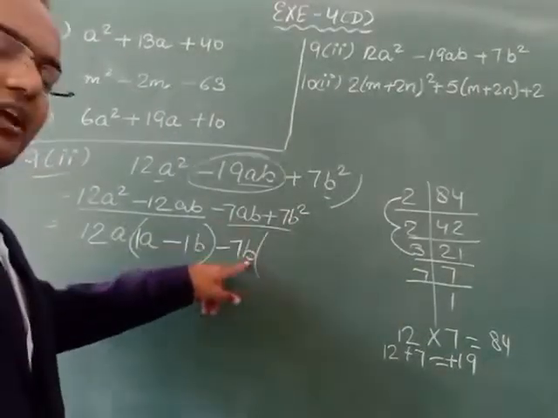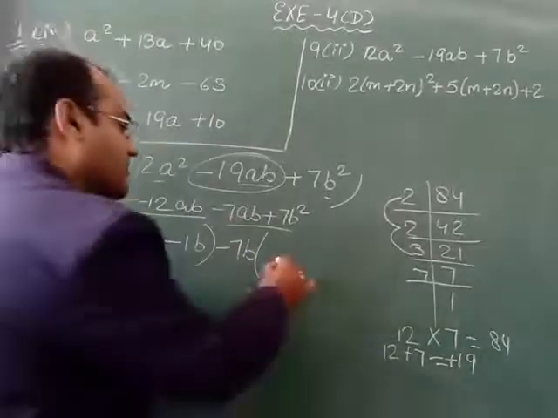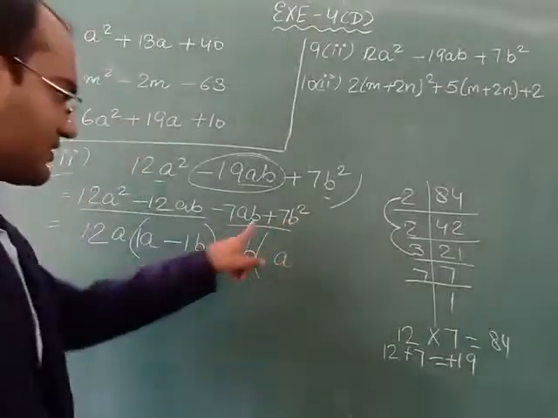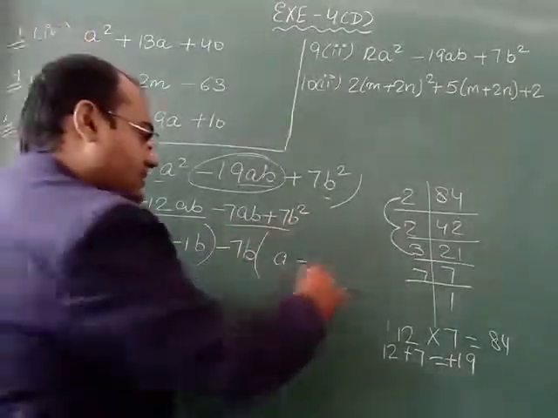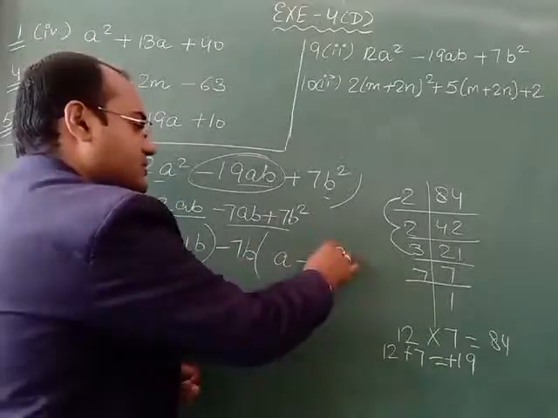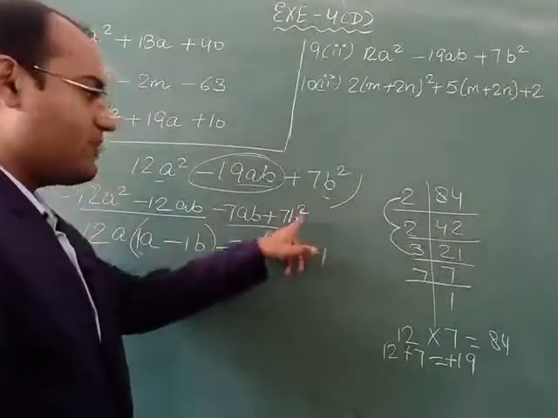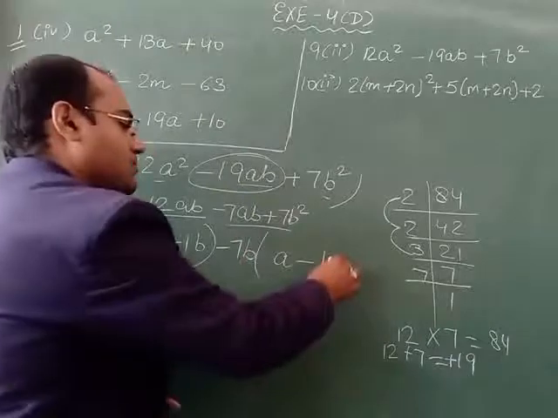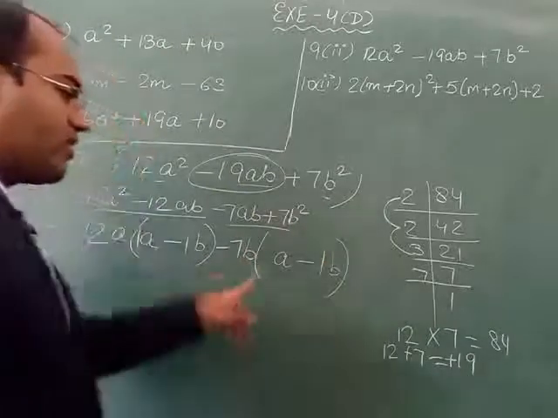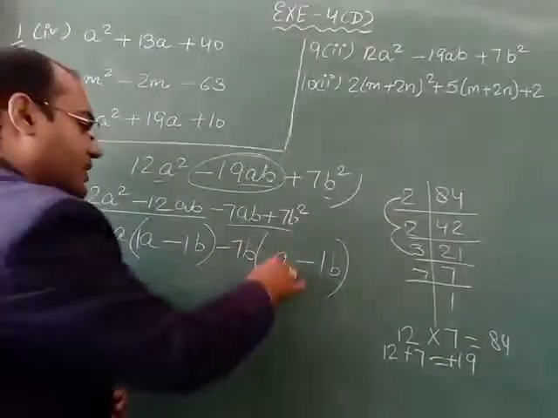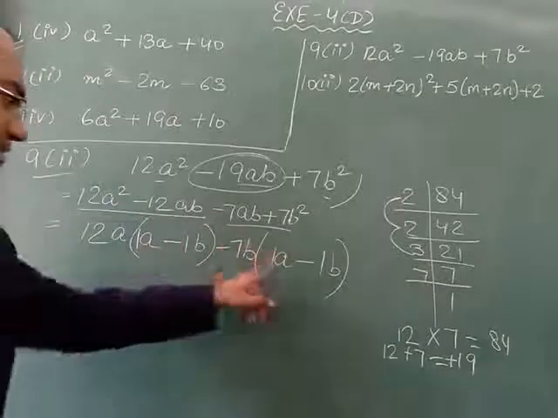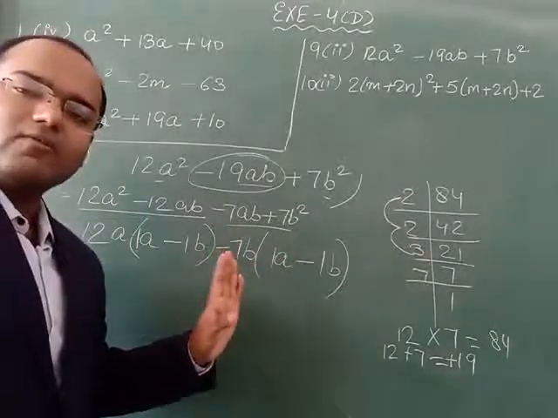B also we have taken common. So what is remaining here? a, minus 7, 1 seven is 7. Out of b² we have taken b common, so b is remaining. Here no number is written, so we can take 1. Now both the brackets are the same. That means our work is correct.